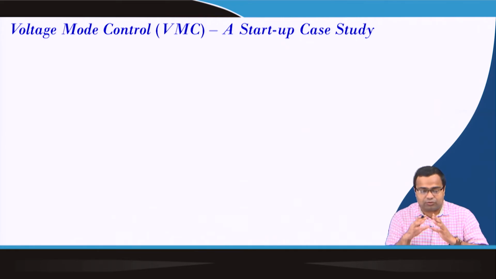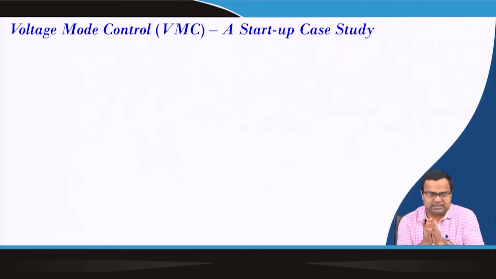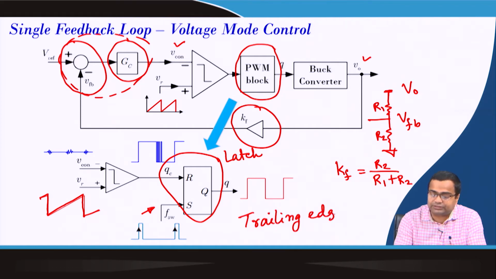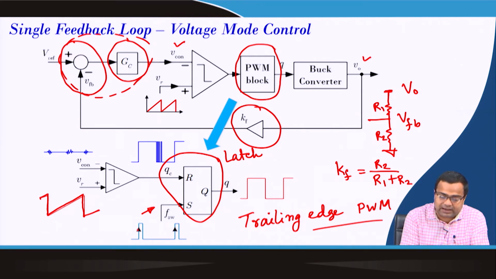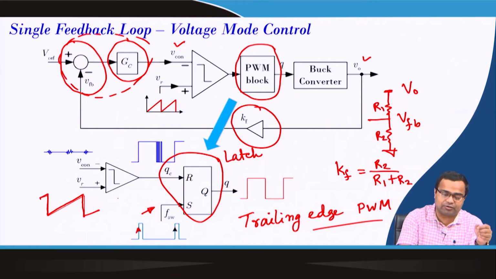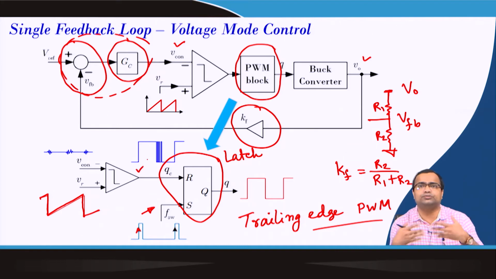So, I want to consider a startup case study. We have already discussed this trailing edge modulation. This is a trailing edge PWM, because the switch turns on at every rising edge of the switching clock that we have discussed, and the switch turns off based on the comparator condition. Okay. So, this condition actually decides when the switch should be turned off.